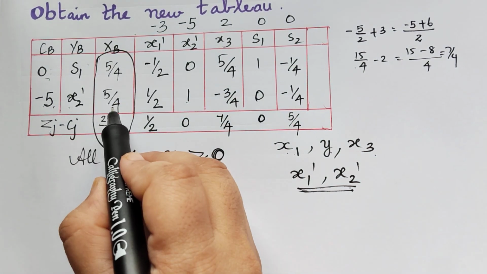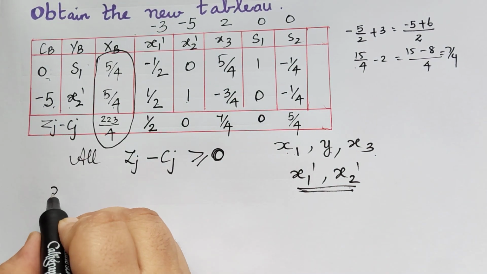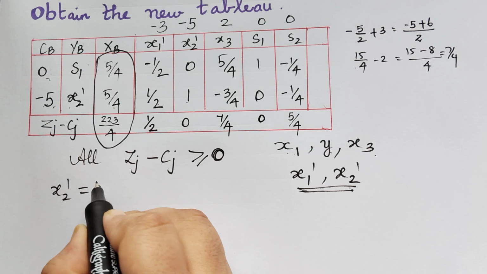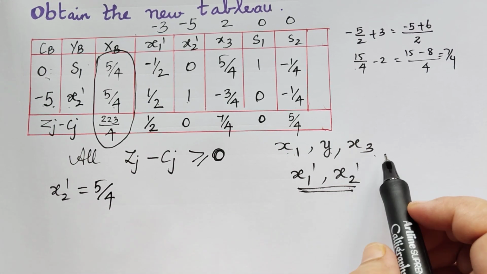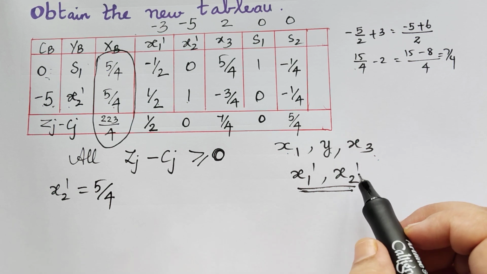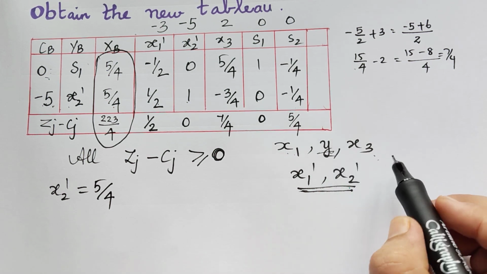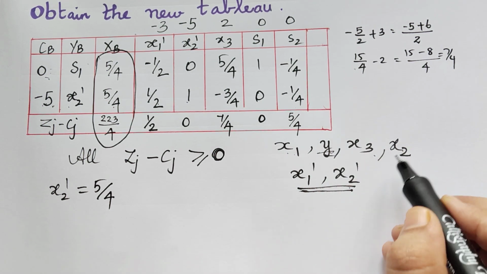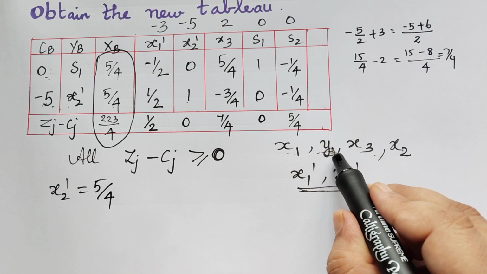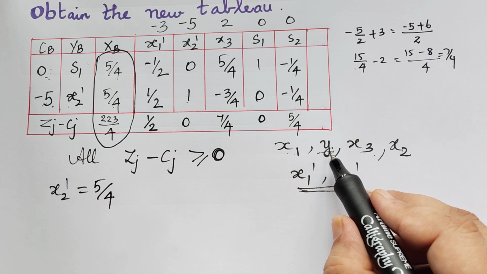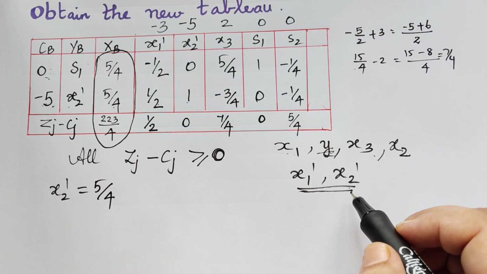We see that the value of x2 dash is 5 by 4. So x2 dash is equal to 5 by 4. Using this value we can obtain the value of x2. In between we had this variable y was updated as x2 and then it was updated as x2 dash. So we can find the value of x2 and therefore by back substitution we can find the value of y also. So we will do that.